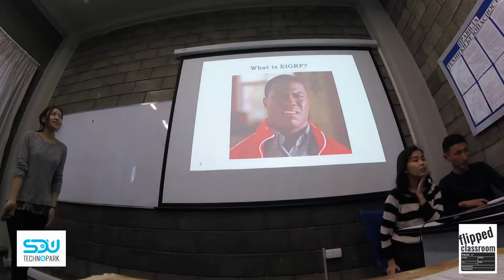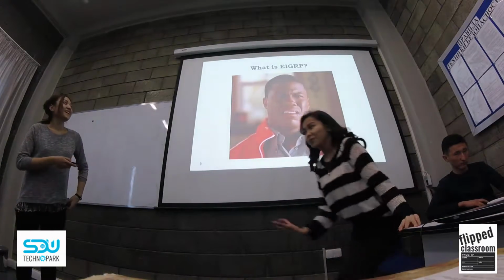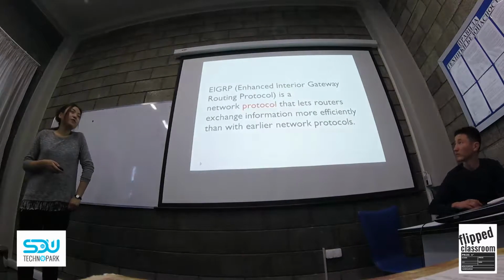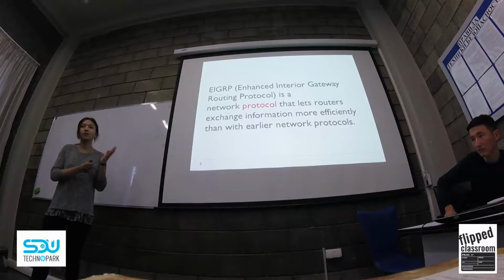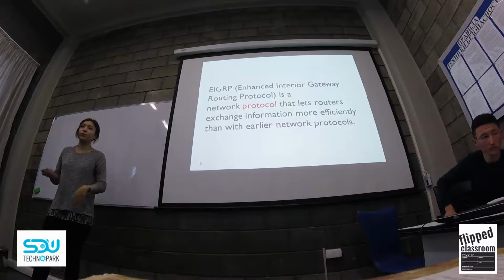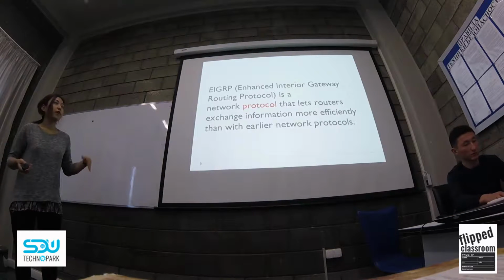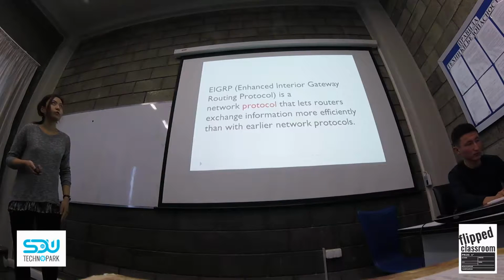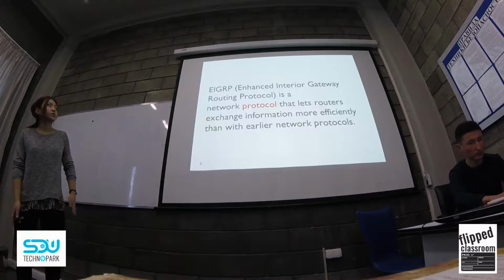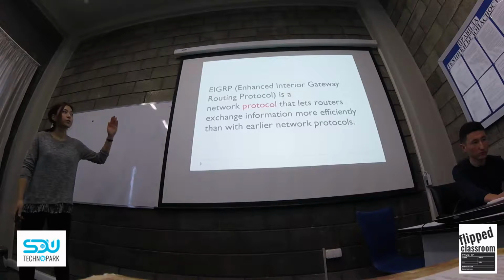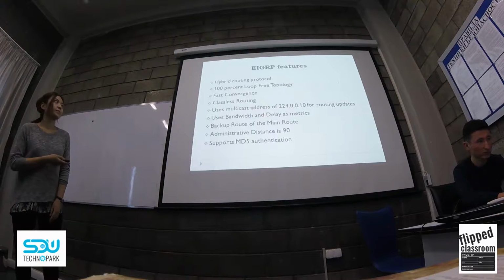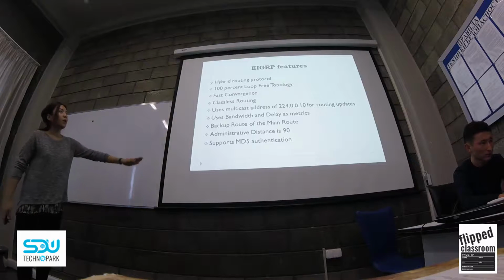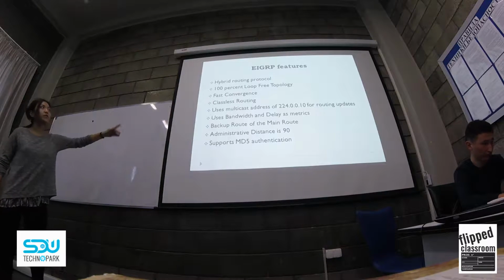So at first, what is EIGRP actually? As with every routing protocol, the main goal of EIGRP is to provide connection between the routers by finding the best path to the destination. It is a network protocol that lets routers exchange information more efficiently than other protocols. Now I'm going to tell you about some EIGRP features.